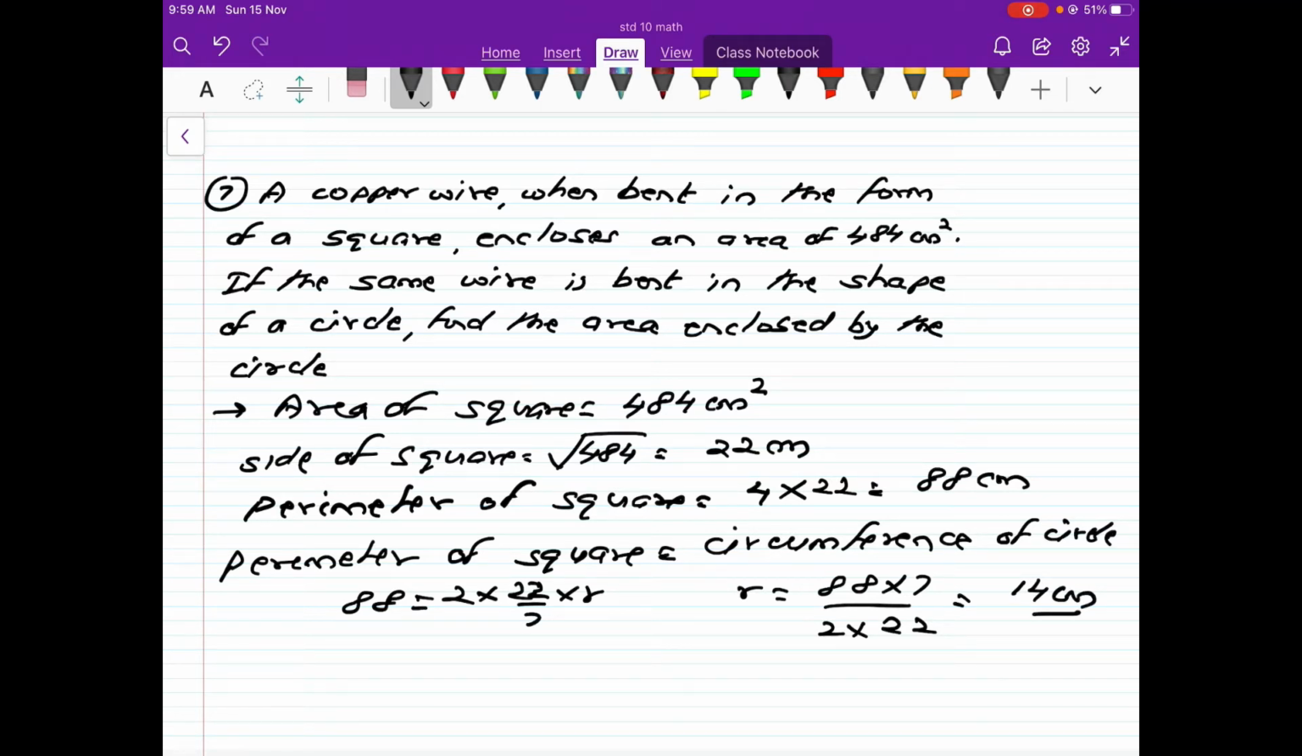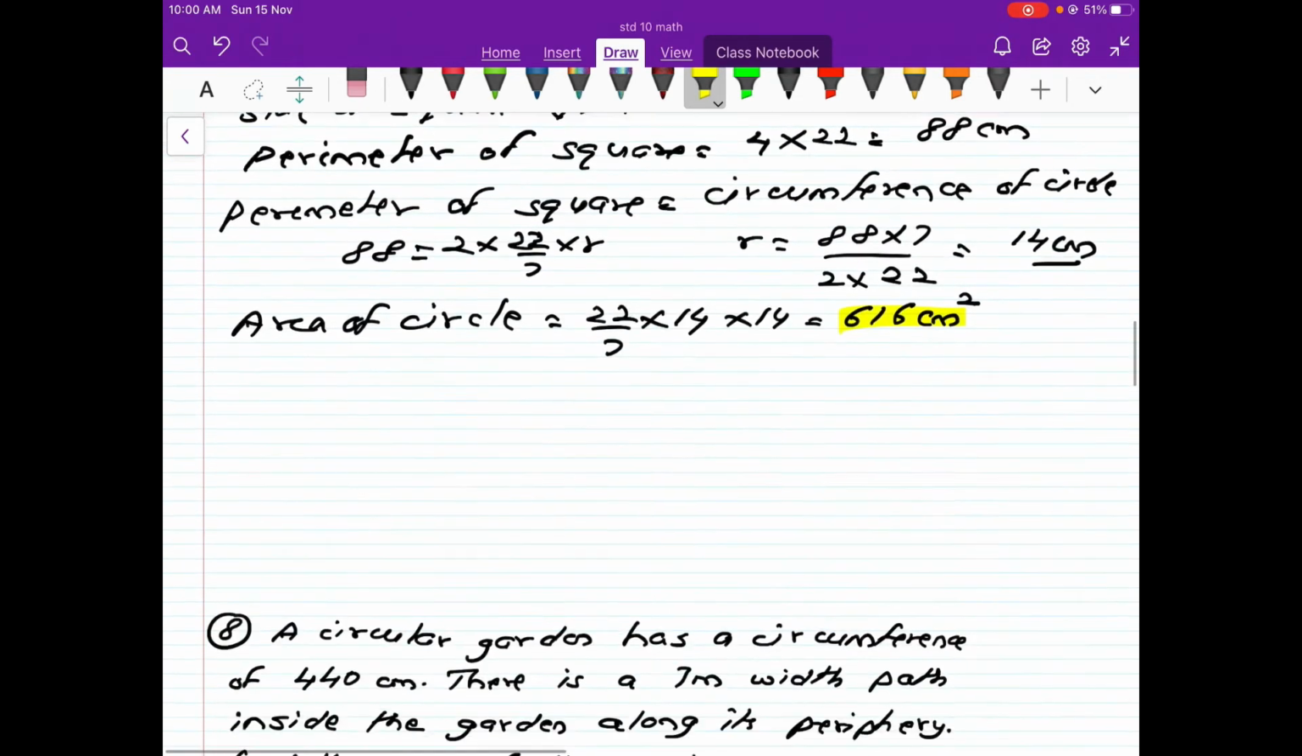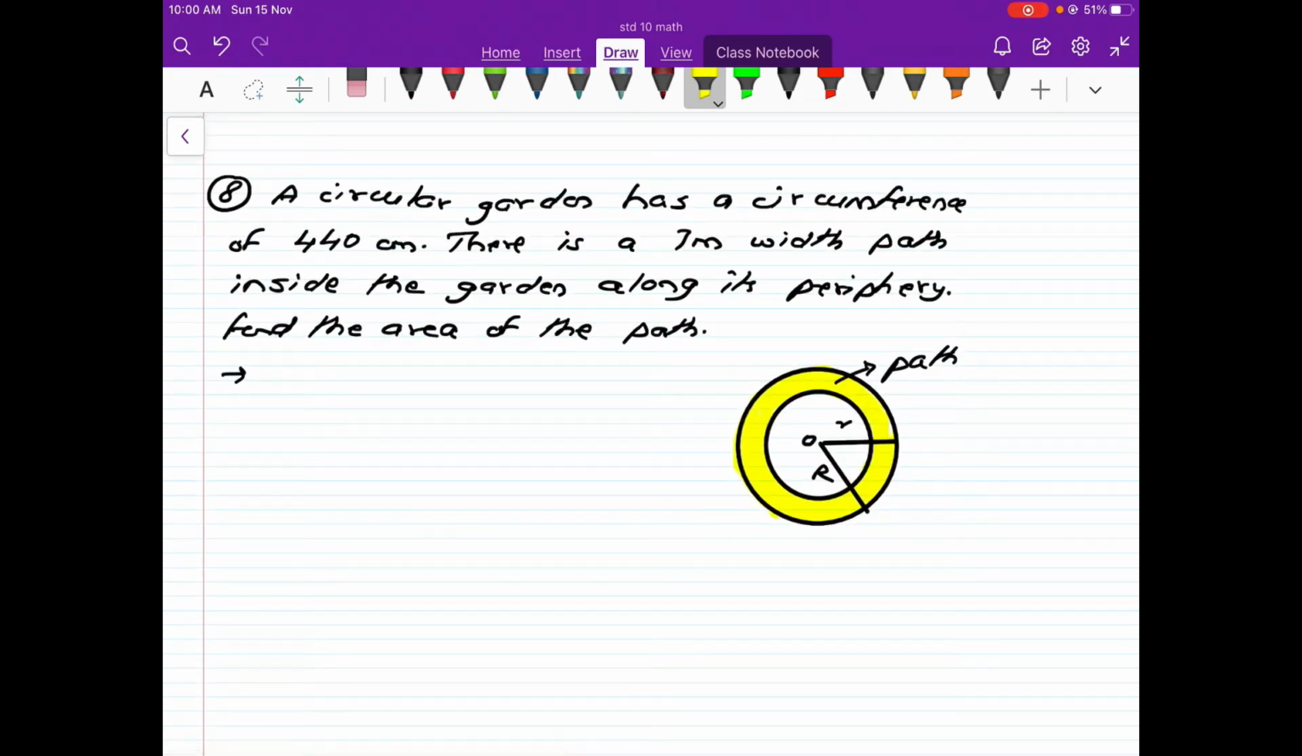So 14 centimeters is the radius of the circle. Now we have to simply find the area of the circle, because that is the area enclosed by the wire when it is bent into the shape of a circle. So it is nothing but pi r square. So we are getting 616 centimeter square. That is our area of the circle when the same wire is bent into the form of a circle. Now we go to the next one, the 8th one.